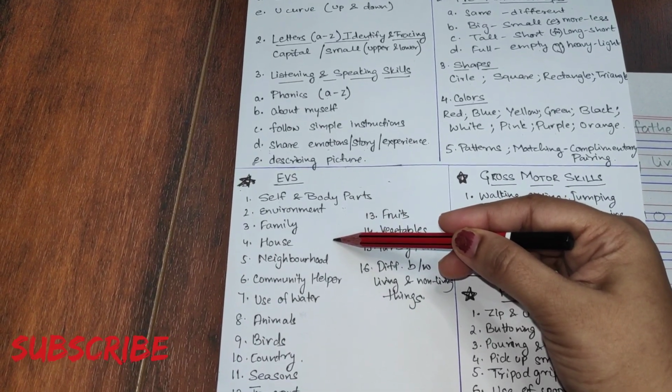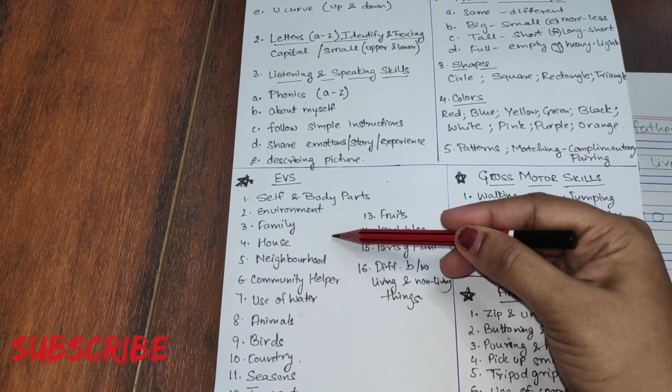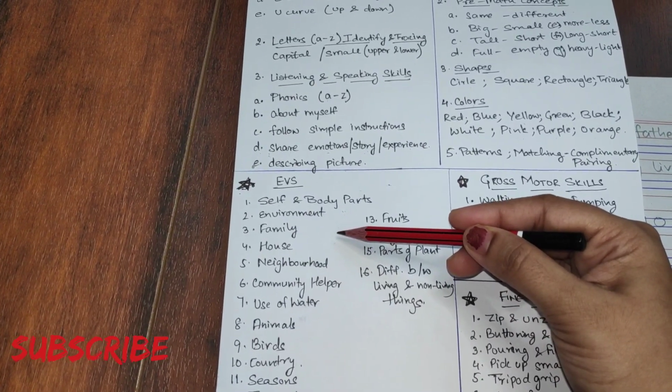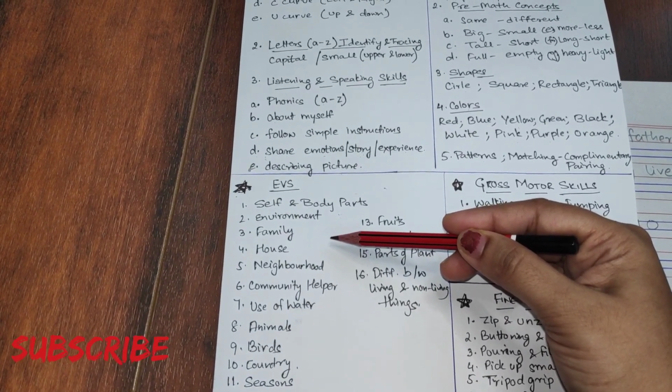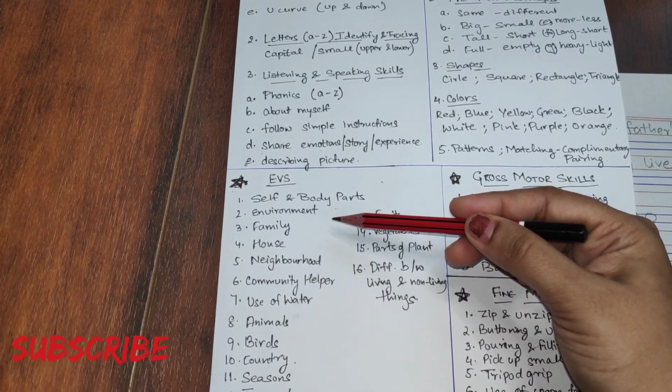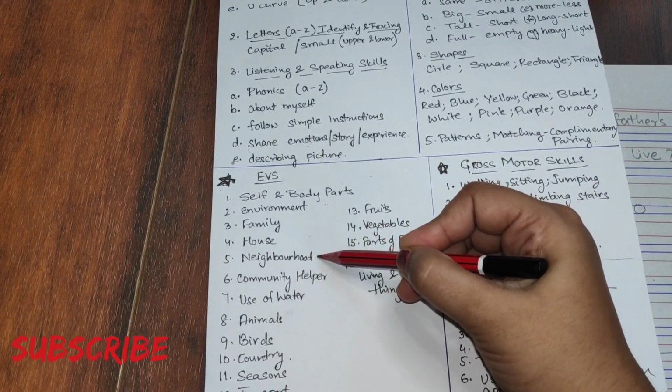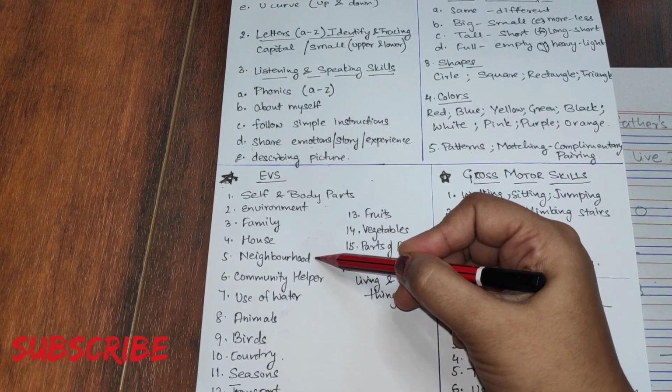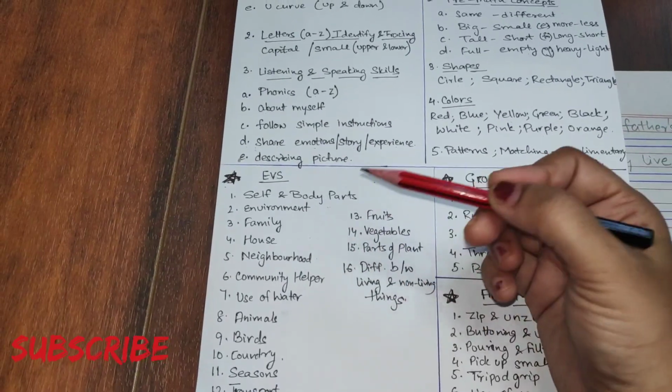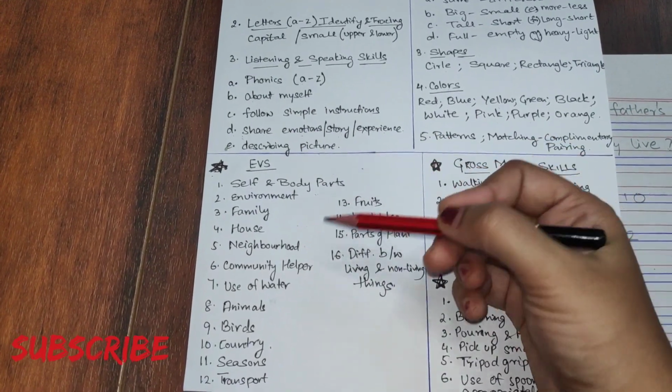In the house, what are the different kinds of rooms? What is a house? What all things are in a house? In which room do we do what kind of activities? Next is neighborhood. What all things are there in your neighborhood? Any park, stadium, police station, hospitals, like that.